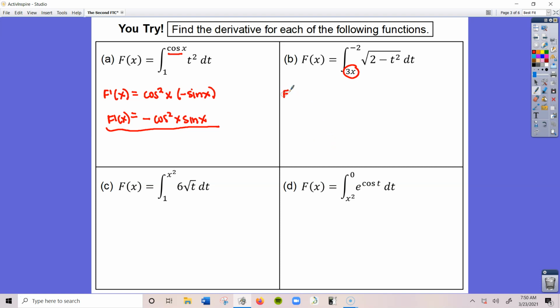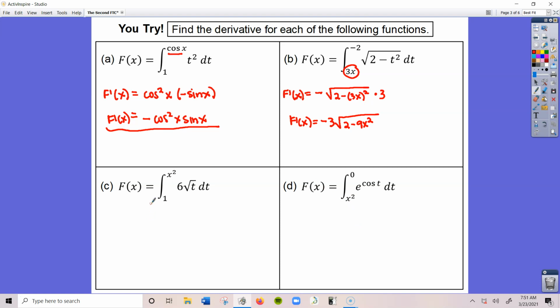So f prime of x is going to equal negative square root of 2 minus 3x squared, because remember we plug in the function as t, and then I'm going to multiply by the derivative of 3x, which is 3. So this gives me a final answer for f prime of x as negative 3 square root of 2 minus 9x squared. And all I did there was apply the exponent to both the 3 and the x.